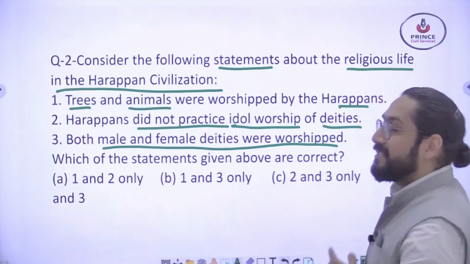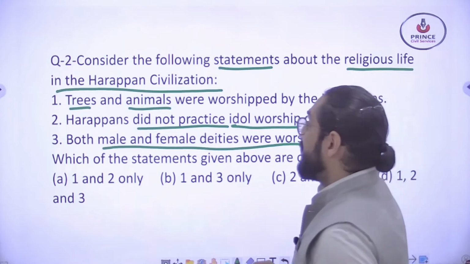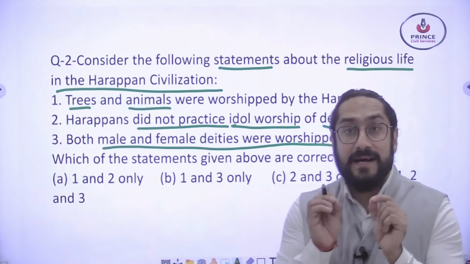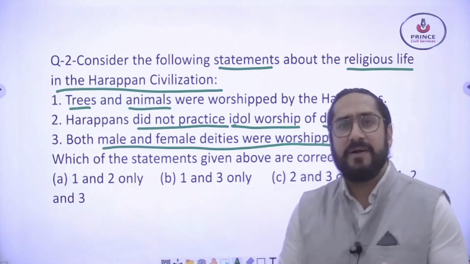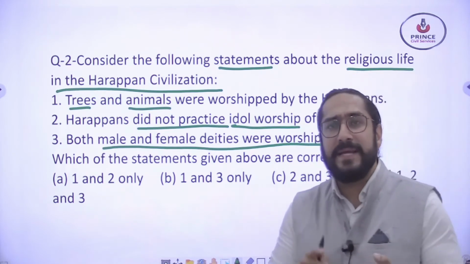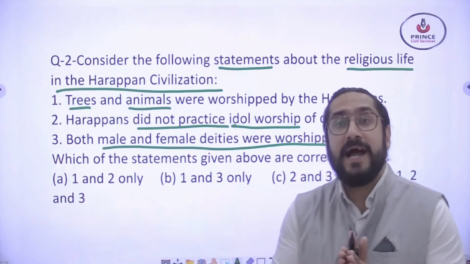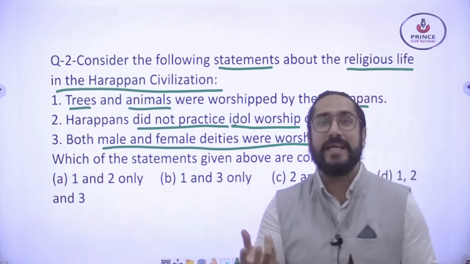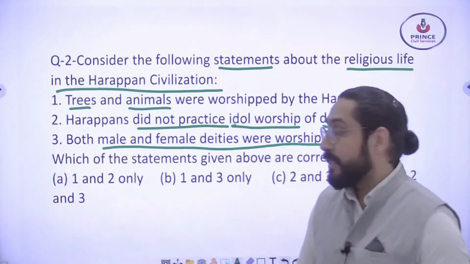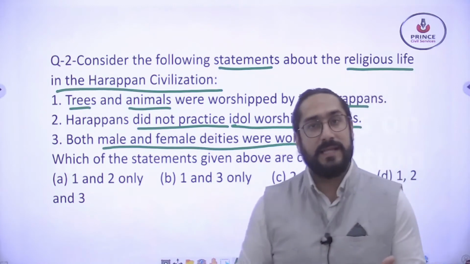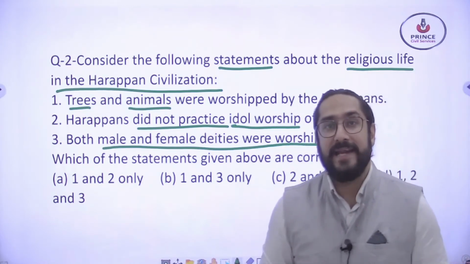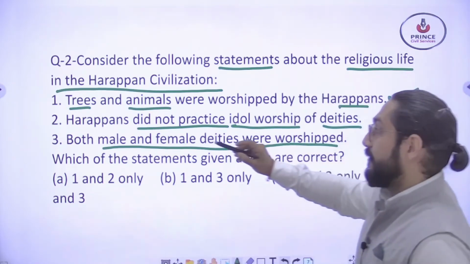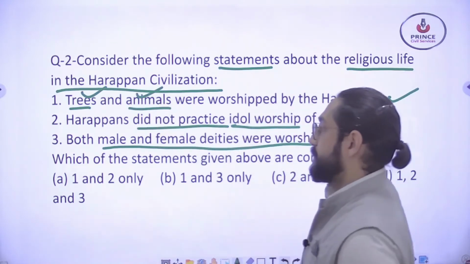So let's look at statement number 1. Trees and animals were worshipped by the Harappans. So this is a correct statement, because we have read that trees like peepal, neem had a kind of spiritual value in the IVC. Nowadays you can also see we worship the peepal and the neem tree. Second is animals. Yes, the humped bull and various other animals were worshipped. So statement number 1 is correct, because they worshipped trees and animals.